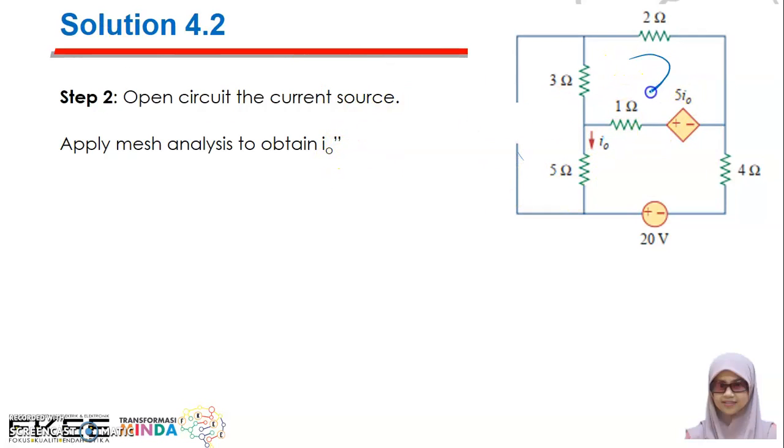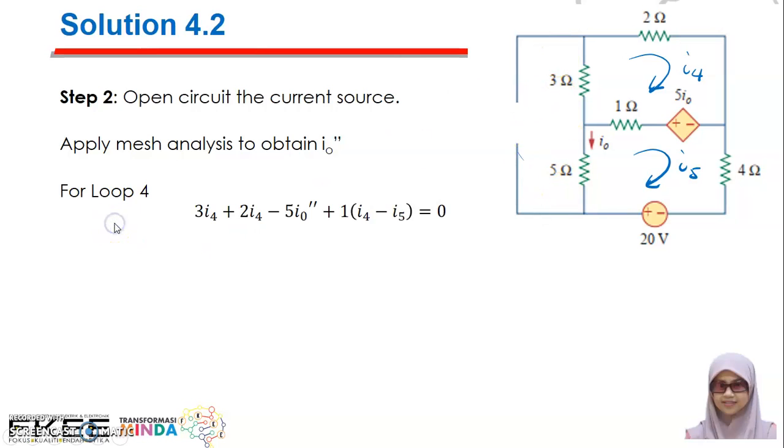So this is considered as your loop number 4. Okay, here is your loop number 5, right? For this loop, because it is left open here, this is considered as an open circuit. So you don't need to apply mesh analysis here. Okay, so we do one by one. For loop number 4, we apply the mesh analysis.